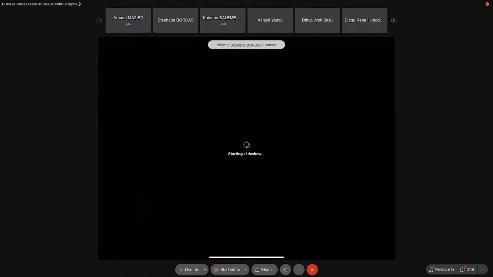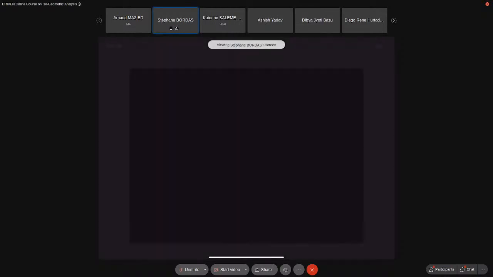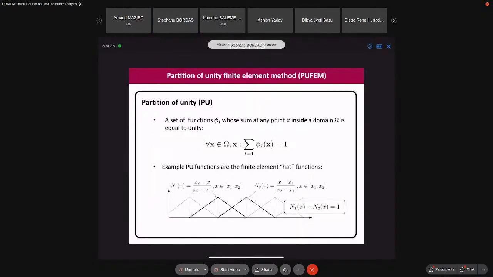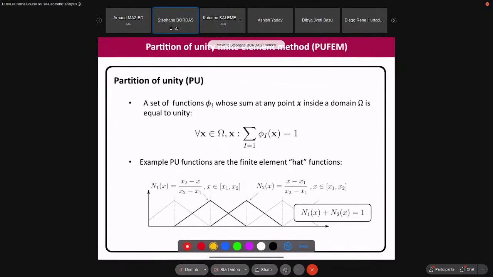Okay, so now let us ask ourselves what it means to use partition of unity. Until now, we talked about the fact that NURBS basis functions are partitions of unity, but they are not the only ones. For example, Lagrange shape functions that you see here on this picture, those are also partitions of unity.